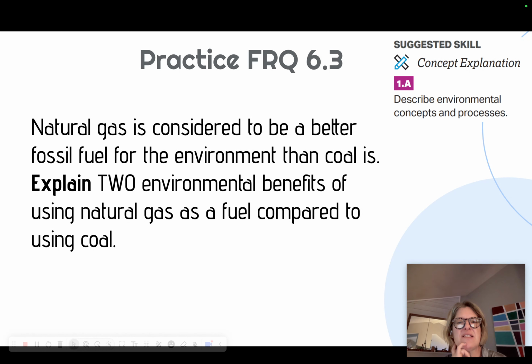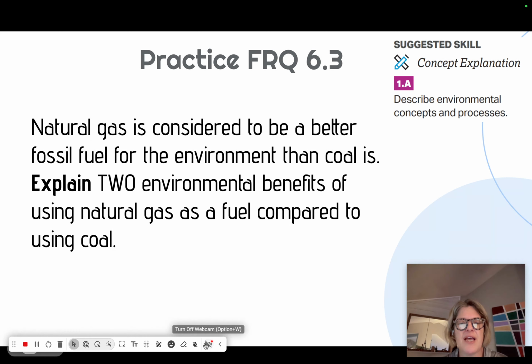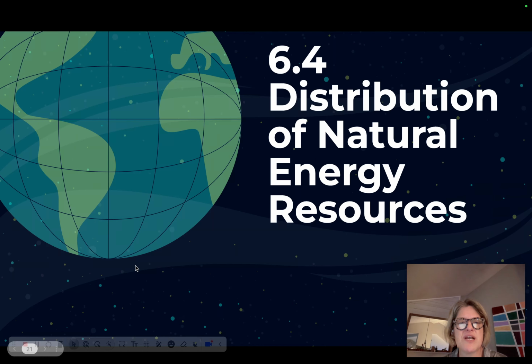So natural gas is considered to be a better fossil fuel for the environment than coal is. So explain two environmental benefits of using natural gas. And I would also say use two drawbacks of using natural gas as a fuel. Maybe do a compare and contrast with that. And again, you can find your answers for the FRQs in OneNote. And if you have any questions, make sure you reach out to me in class.